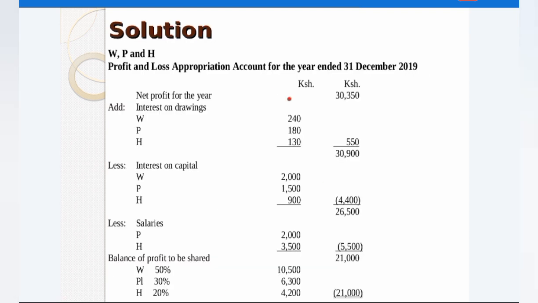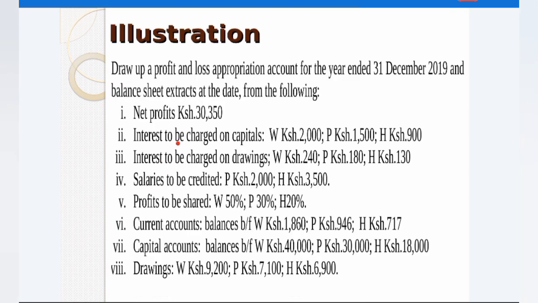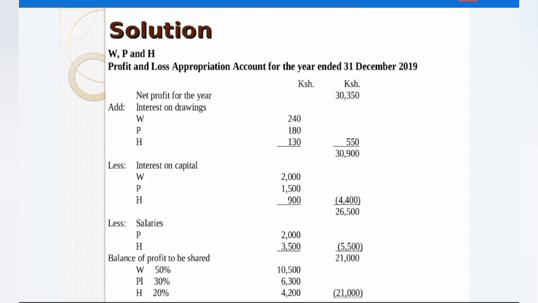You can see we have it here, 3350. Then we add an interest on drawings, and we have been given the interest on drawings. Here we have been told the interest to be charged on drawings under number 3: 240, 180, and 130 for W, P, and H respectively. You can see 240, 180, and 130 to give you a total of 550. So when you add 550 to 3350, you will get 3,900.